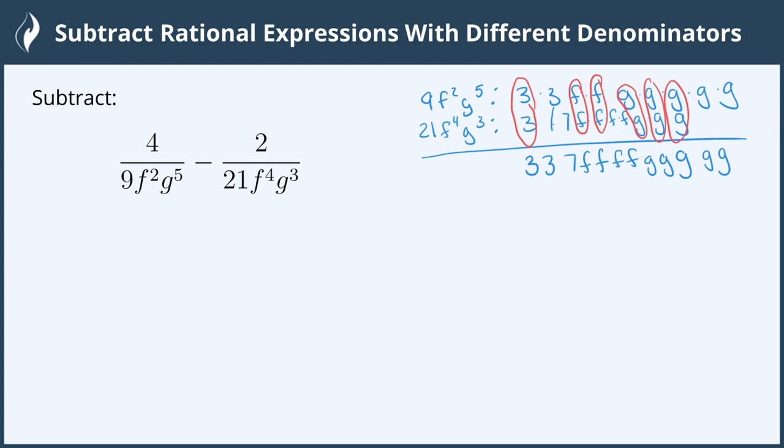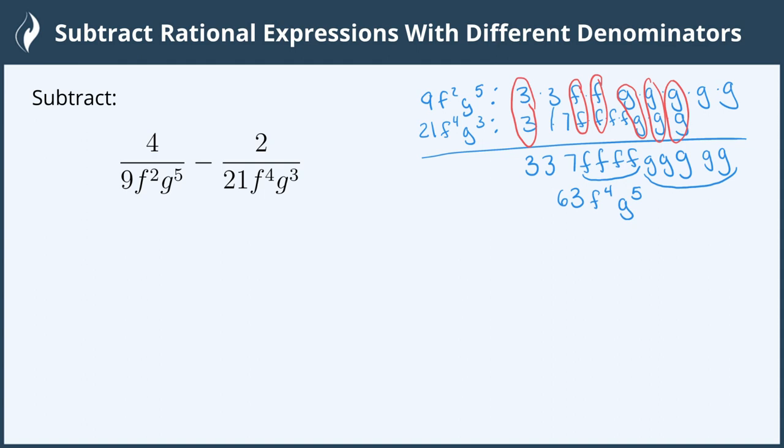3 times 3 is 9, and 9 times 7 is 63. And then I have 1, 2, 3, 4 f's, so f to the 4th. And g, we have 1, 2, 3, 4, 5, g to the 5th. Now you can see that the f to the 4th was just the larger of the two variables that we have in the denominator, and we just picked the larger, and same with the g's. You can do that with the variables if you'd like to speed things up.